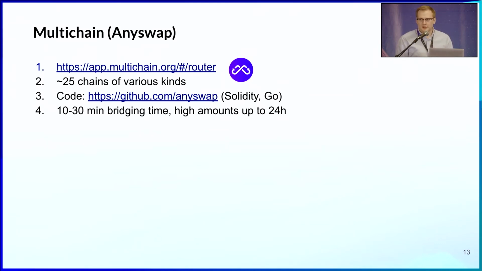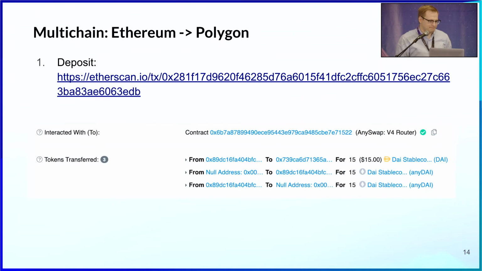The code is open sourced, so we were able to take a look. We are familiar with taking a look at code, but this was not a security review. We're just looking at the code to see how it works and what's interesting about it. To compare the time, it takes about 10 to 30 minutes to send DAI from Ethereum to Polygon. And again, if you're sending large amounts, it might take you up to a day. This is just to make sure that things work the way they should.